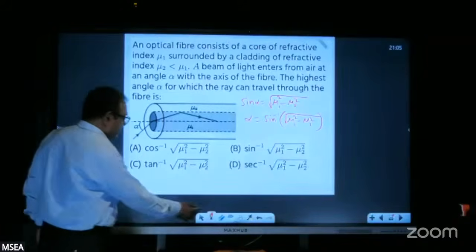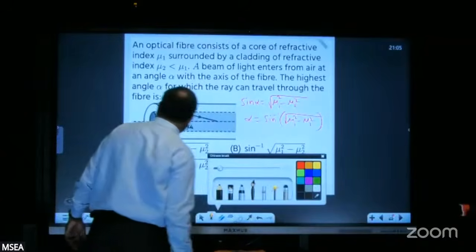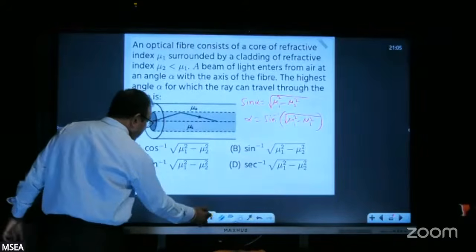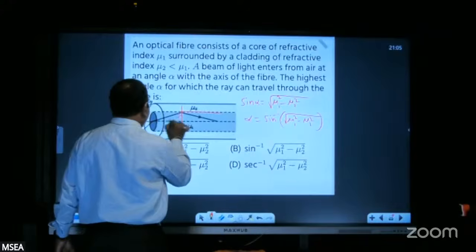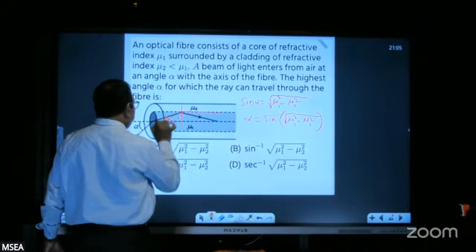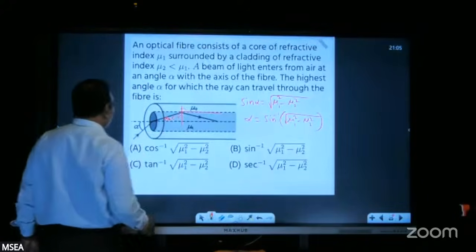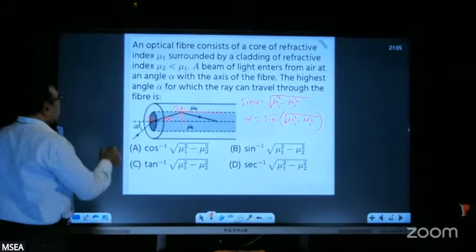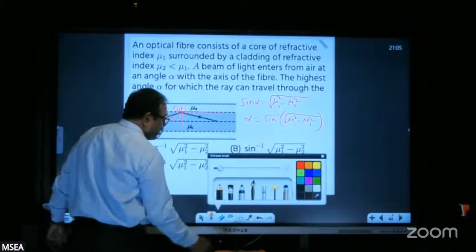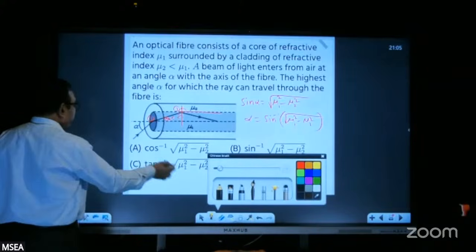How do we get this? You can use Snell's law. If it is given this way, and this is the critical angle, this becomes 90 minus C, and this is 90. Use Snell's law at this position and also at this place. So we can take, one second, I'll change the color. Then how do we get this one?